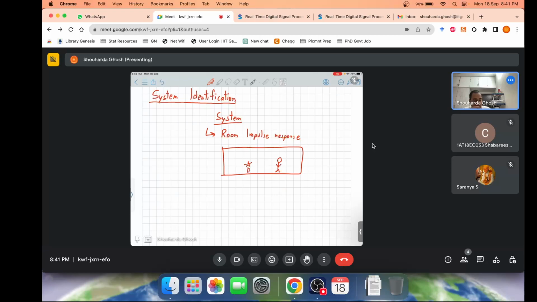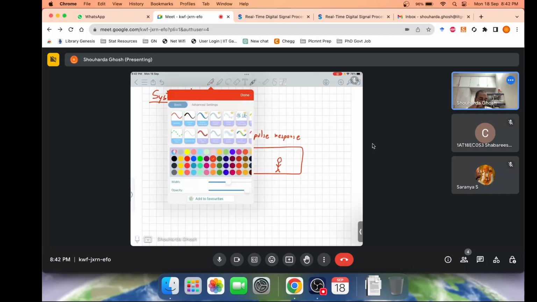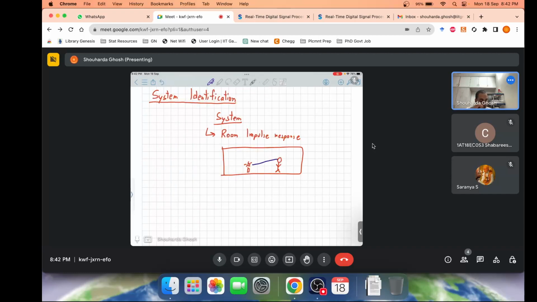Okay, so at any point of time, if you feel that you're uncomfortable with any concept or any understanding, please let me know. Okay, so what happens over there? The sound can reach us directly, but since it is a closed room, there are various paths using which sound can reach us. Okay, multiple reflections can take place.